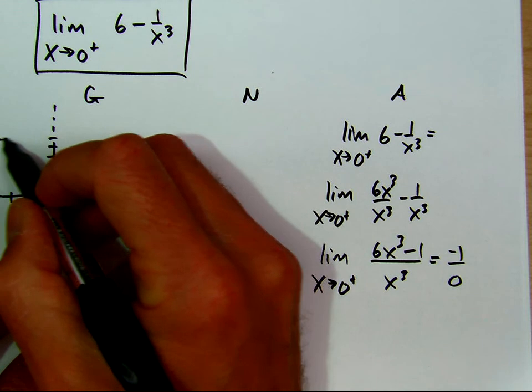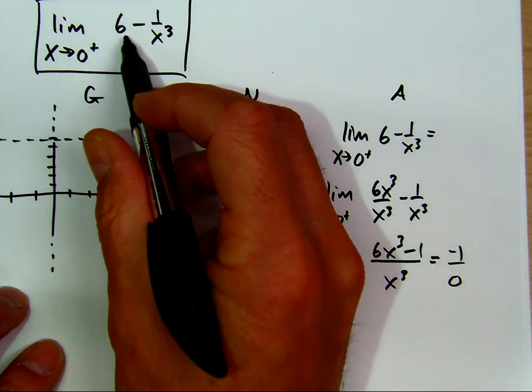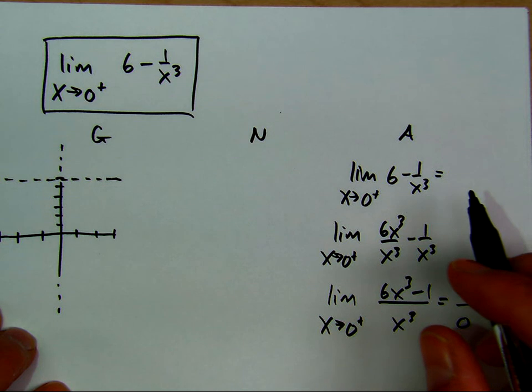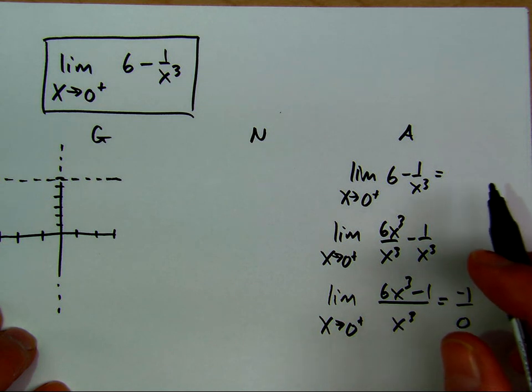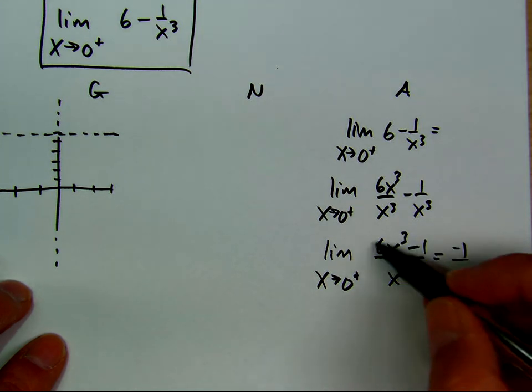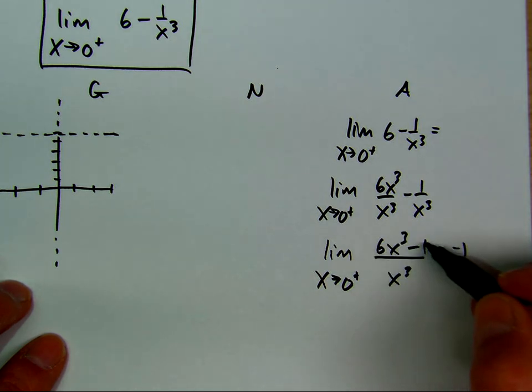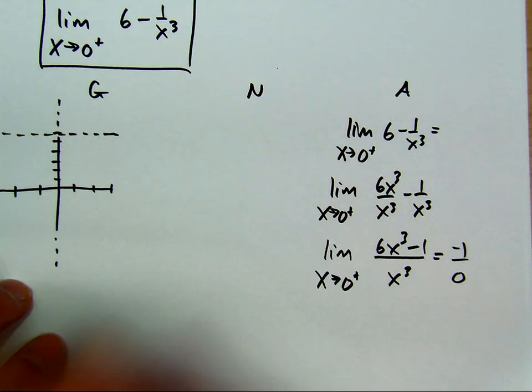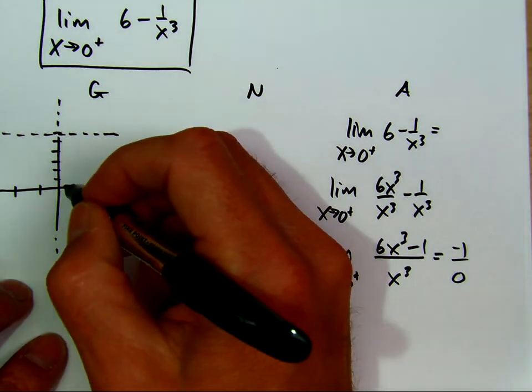We also have a horizontal asymptote at 6. And the x-intercept, by looking at this, we want to know when the y equals 0. So when does this equal 0? We'll have some small fraction. I'm just going to estimate where that is.